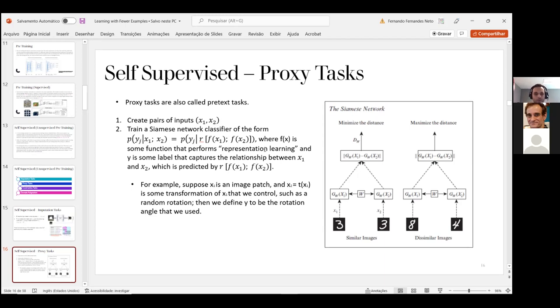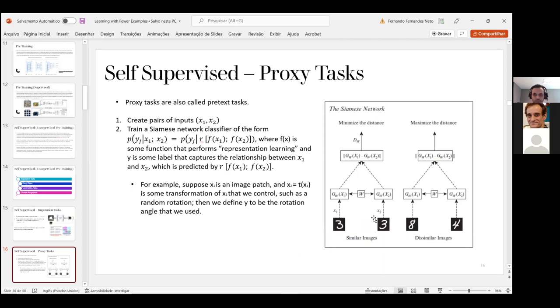So for example, suppose x1 is an image patch and x2 equals T of x1. We can think of some transformation of x1 that we control, such as, for example, a random rotation. Then we define y to be the rotation angle that we used, for example. And then we try to minimize or maximize the distance.